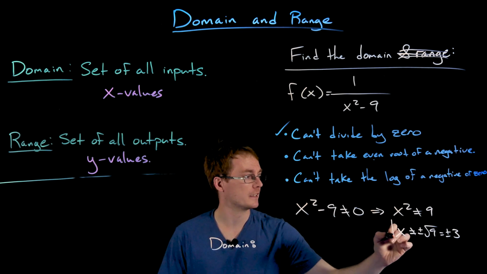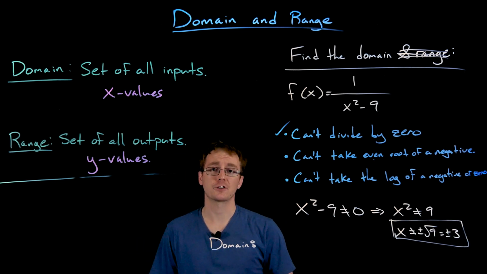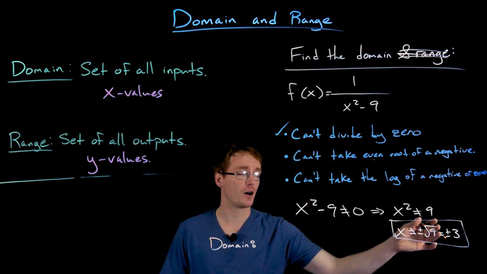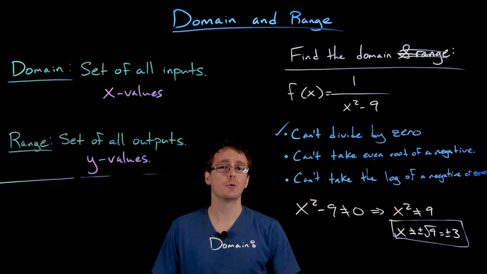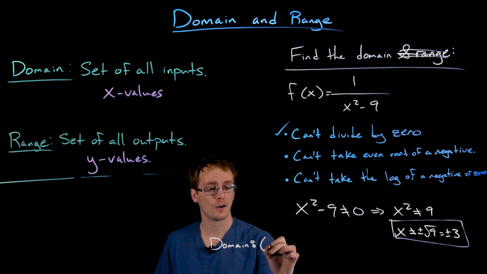So this is probably the quickest way to describe the domain of our function 1 over x squared minus 9. X cannot be equal to +3 or -3.